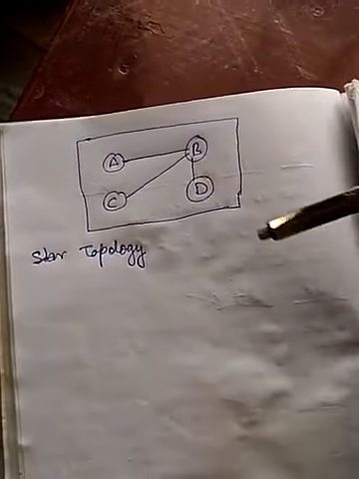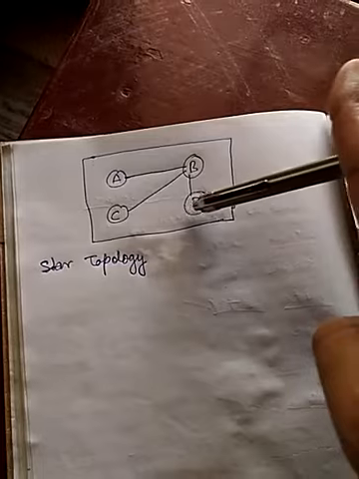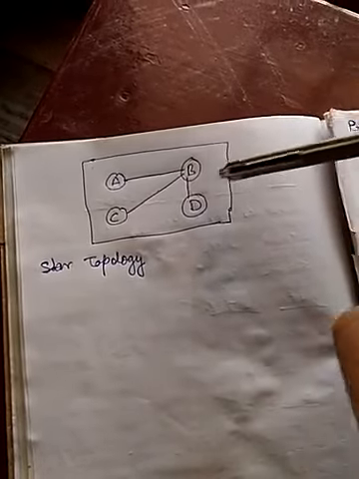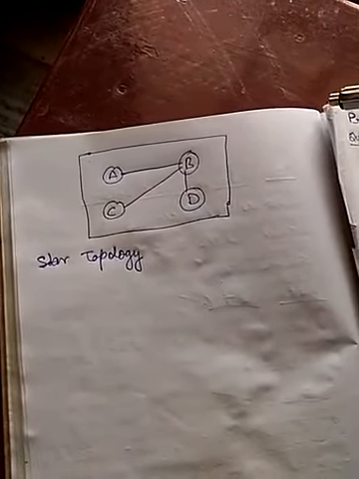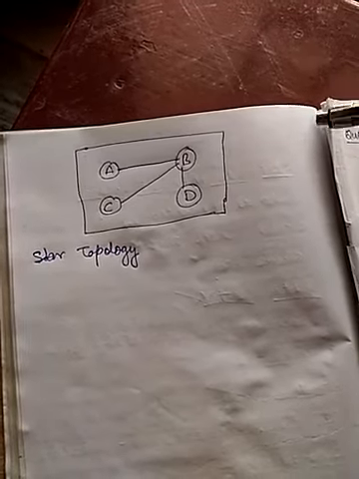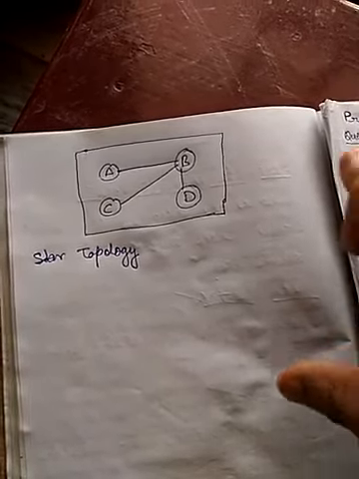In star topology, all the nodes are directly connected with the server. Hence, failure of one node does not cause failure of the whole network. So that will be the justification for your answer.